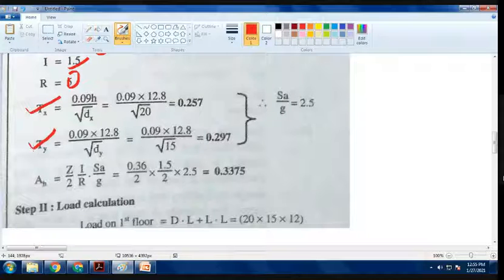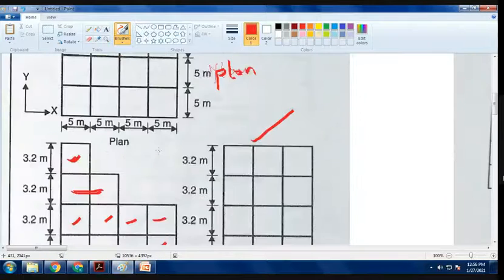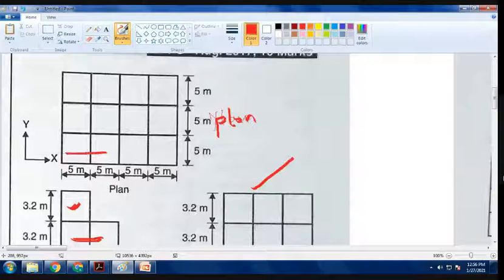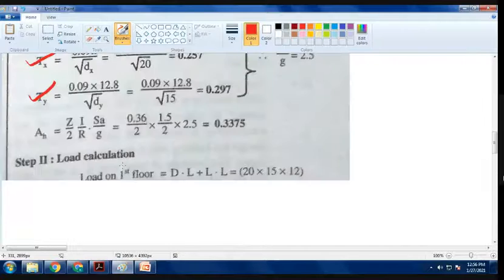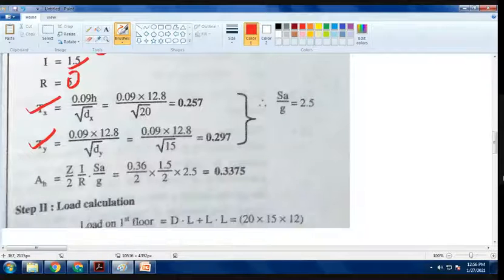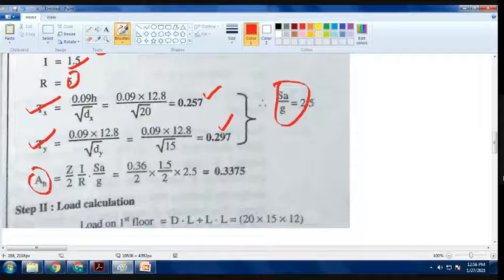Then he has calculated the value of T in X and Y. Here he has taken 20 and 15. This will be 20 and this will be 15, the time period in both the directions. Therefore SA by G, it will be how much? 2.5. Then AH, how will we calculate AH? ZI upon 2R into SA by G, and he has not mentioned any damping. If he has not mentioned any damping, it means 5% damping. Therefore you have got the AH value.